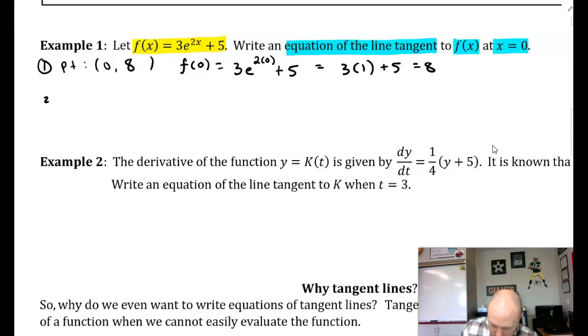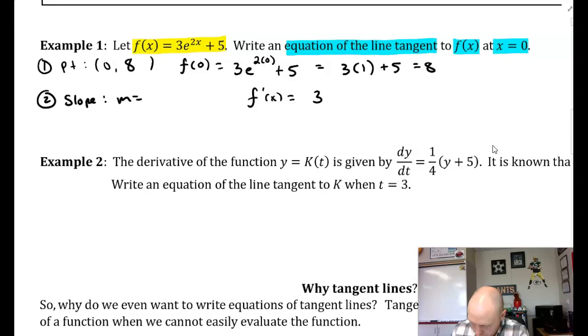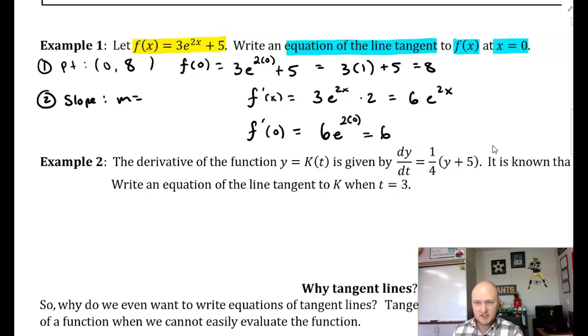And now I just need slope. What is the slope of this tangent line? m is equal to. So what I need is f prime of x. I've got to differentiate my function. So 3 times e to the power of 2x is the derivative, times the derivative of the power of e, which is 2. So 6e to the power of 2x. The derivative of 5 is 0, so we don't have that present. So there's f prime of x, and now again I just want this derivative evaluated at 0. So I can plug this in. We have 6 times e to the power of 2 times 0, which just gives you 6.